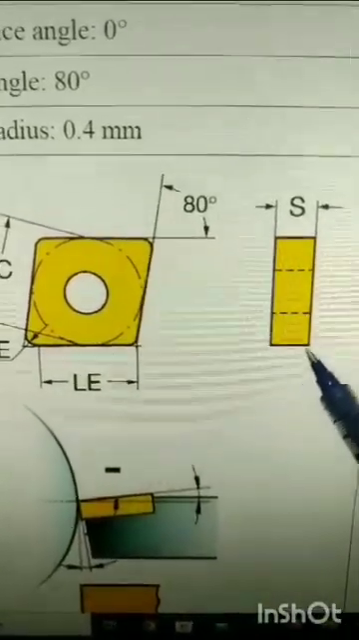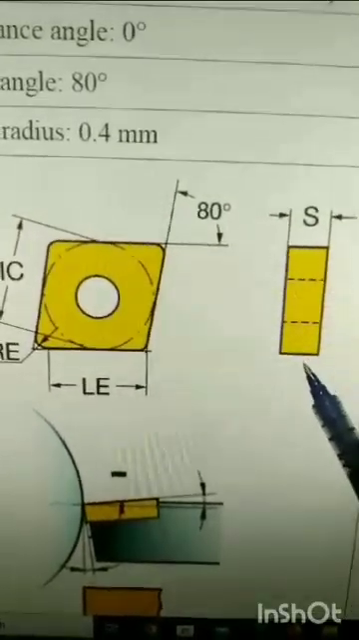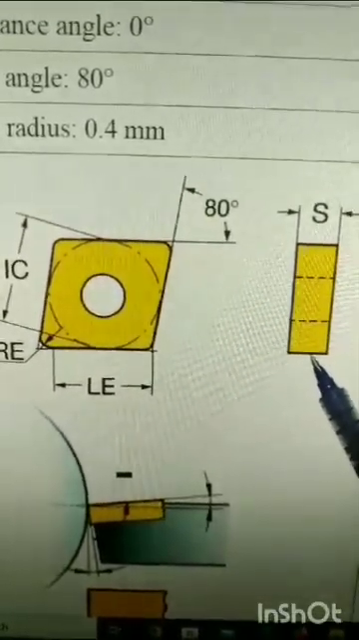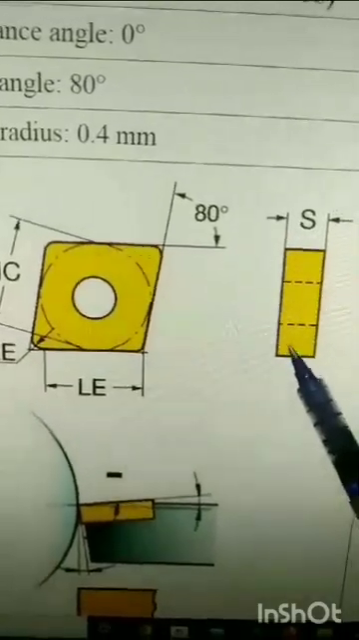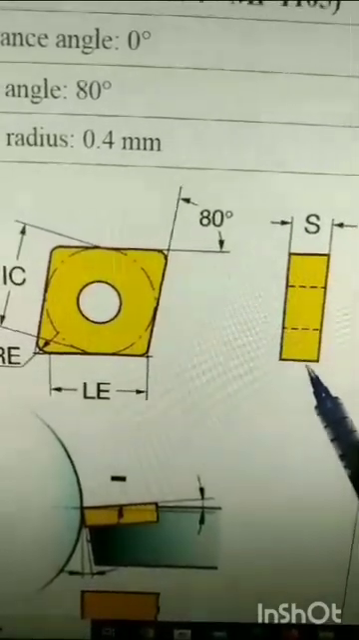Here this is the flank face, and we can see that it is a 90 degree angle. So consequently there is zero clearance angle.